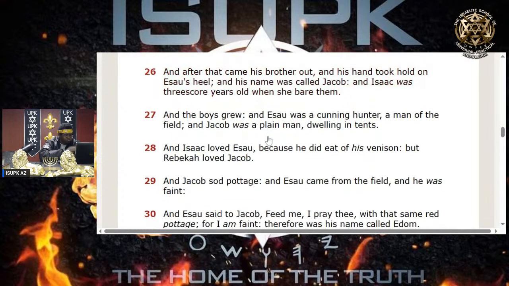All right, the boys grew. Verse 27: Esau was a cunning hunter, a man of the field. Jacob was a plain man dwelling in tents. So these characteristics would carry on with them throughout their generations. Esau is a very cunning hunter, but Jacob was a plain man. He's like the chill one, he doesn't do all the outrageous stuff. But Esau is known for hunting. The white man is known for his hunting skills, right?